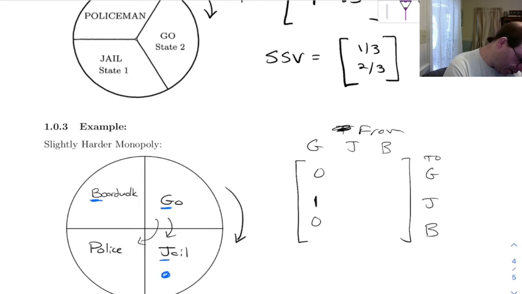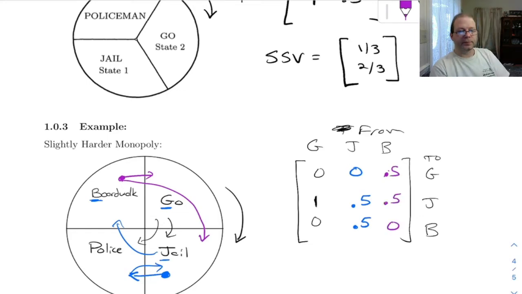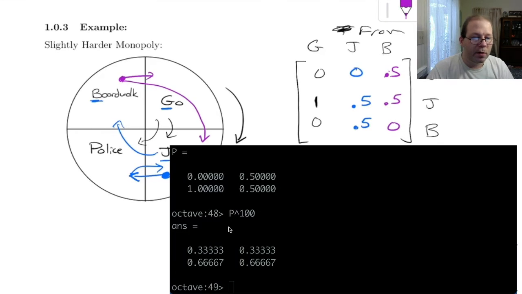If you are on jail, then there's a 50% chance you go to the policeman, which sends you back to jail. So jail to jail is 0.5. And jail to boardwalk is 0.5. And then if you're on boardwalk, 50% chance you go to go, 50% chance you wind up in jail. So we can take that and let's find the steady state vector. 0, 0, 0.5, 1, 0.5, 0.5, 0, 0.5.